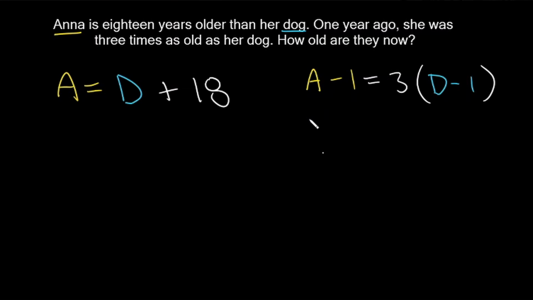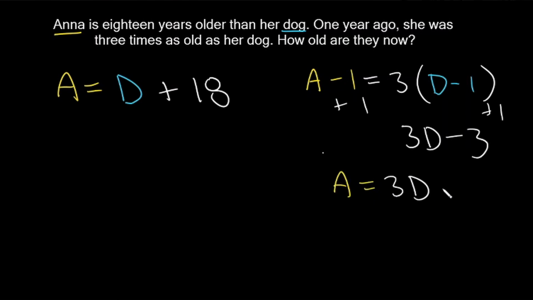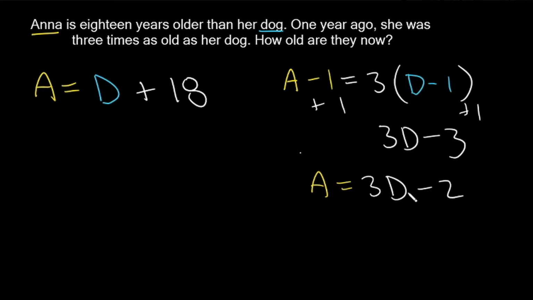So now let's simplify this. What is 3 times d minus 1? That's going to be 3d minus 3. And then we need to add 1 to both sides to get rid of that. So let's add 1, and we will get A is equal to 3d minus 2. So now we have a system of equations: A is equal to d plus 18, and A is equal to 3d minus 2.